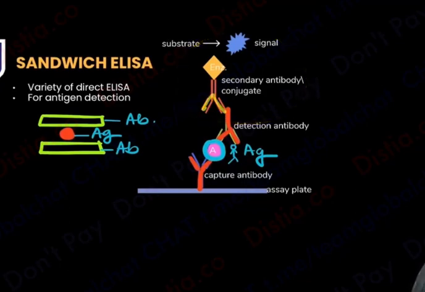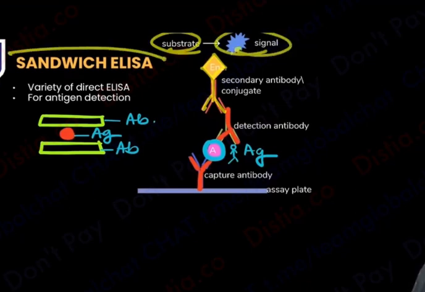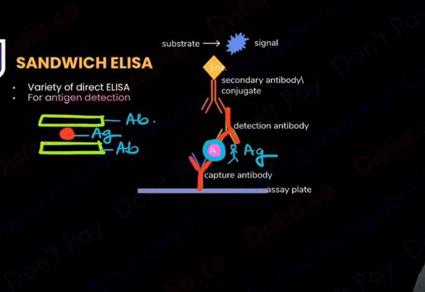Na? You add that antibody which has an enzyme that is going to break the substrate H2O2, then the color is going to come. So sandwich ELISA is also going to be a variety of direct ELISA. Why? Because it is going to do antigen detection, but antigen ko humne sandwich bana diya. Either antibody, and then the rest of the story is the same.